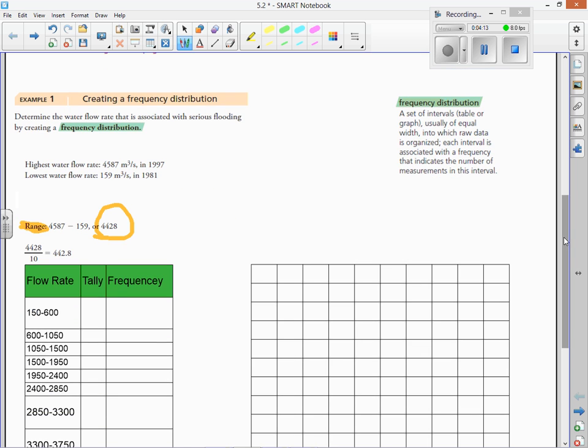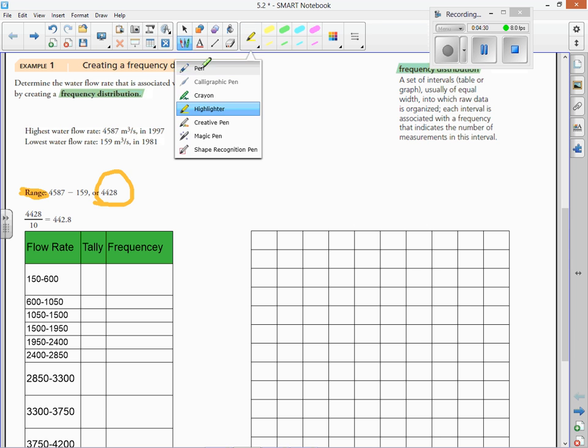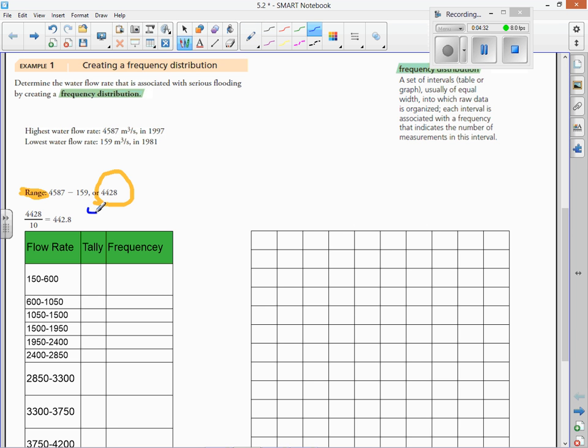Now, the number of bins that works out well when you're doing a graph or frequency table is 5 to 10. I wouldn't go any larger than 10. So we take our range and we divide it by 10. And what we have here is 442. Now I'm going to round that up to 450, and you'll see the reason why in a moment.